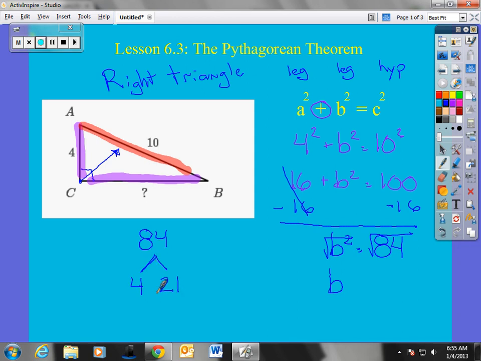Now, I look at both of these numbers and see if either of these are a perfect square. 4 is indeed a perfect square, so the square root of 4 is 2. So that becomes a 2. Now, it's times the square root of 21. Looking at 21, can I break up 21 into any factors that are perfect squares? 3 and 7, neither of those are perfect squares. There's my final answer. So B would equal 2 times the square root of 21.